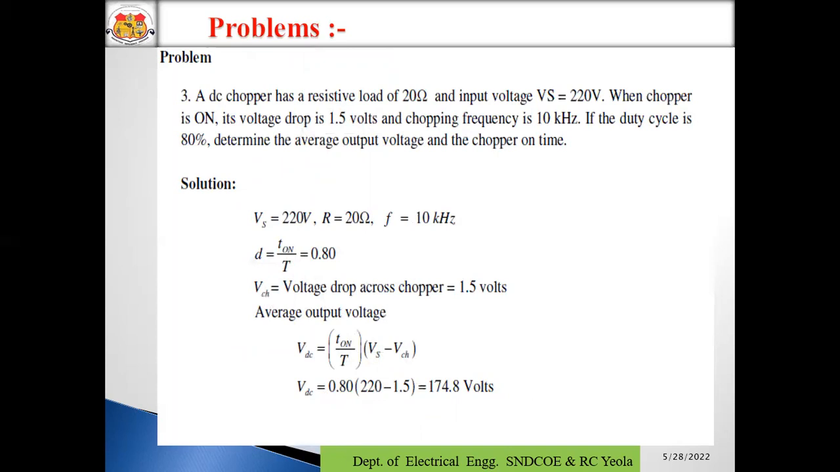Now the next numerical, that is the third problem. Let us read what the problem is. A DC chopper has a resistive load of 20 ohm and input voltage Vs equals 220 volt. When the chopper is on, its voltage drop is 1.5 volt and the chopping frequency is 10 kilohertz. If the duty cycle is 80%, determine the average output voltage and the chopper on time.